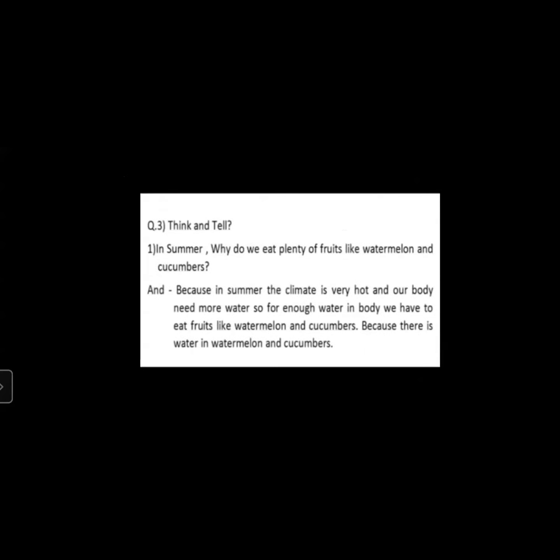Now, in summer, why do we get plenty of fruits like watermelon and cucumber? I told you, children, we have seen that in summer the climate is very hot and our body needs more water. So for enough water in the body, we have to eat fruits like watermelon and cucumbers, because there is water in watermelon and cucumbers. Okay. So we eat these fruits during the summer season.